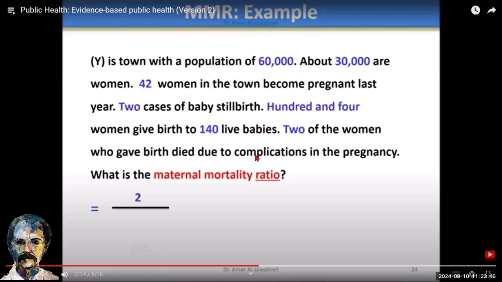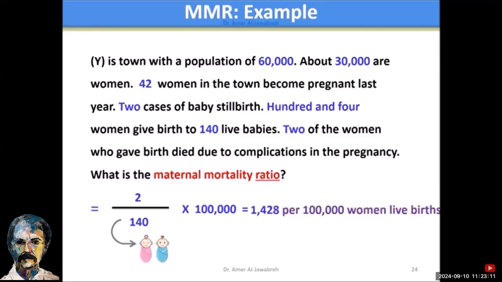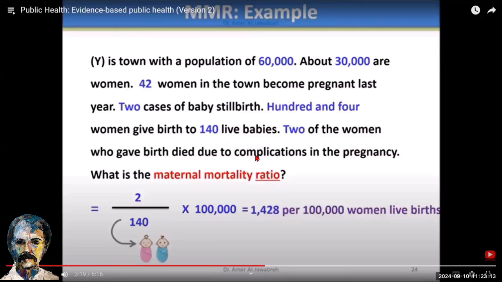104 women gave birth to 140 babies. 2 of the women died. So these are the ones. 2 women died, over... why not 142? These 2 died, not accounted for. They died. So only 140. Okay. Live births, 140. Times this, then 1,428, which is very, very high.